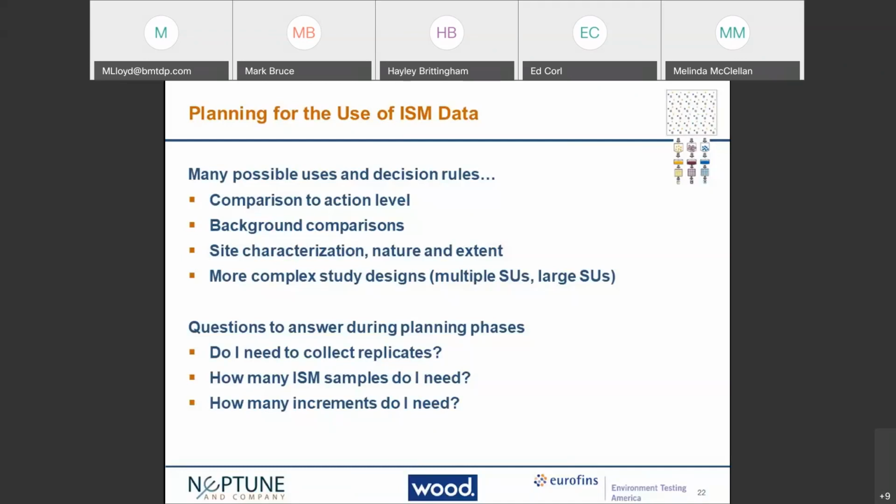The second part I want to talk about are the additional questions to answer during these planning stages. These are whether to collect replicates, deciding how many ISM samples you need, and deciding how many increments to collect for each ISM sample.